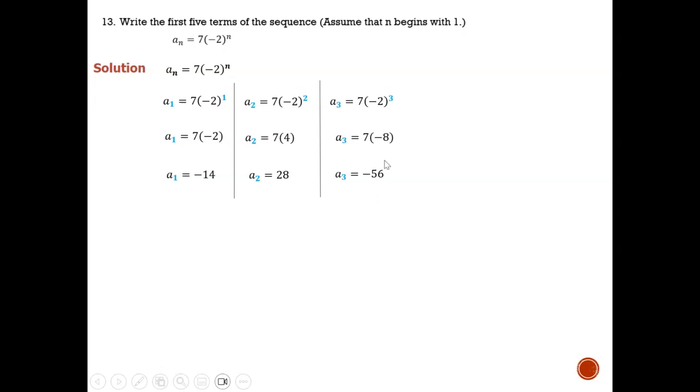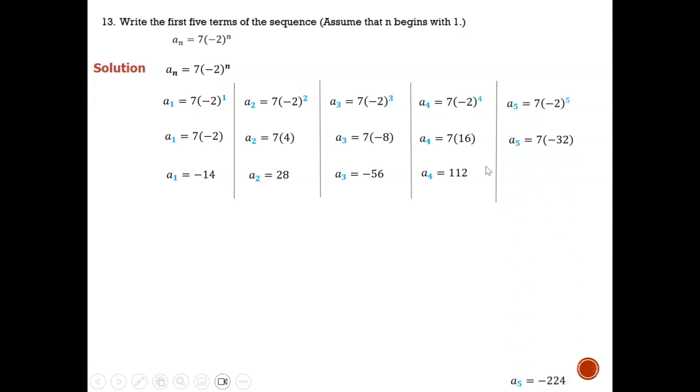There's your 56. Now, the next term, because we already got the pattern, is going to be 2 times negative 56, which will give us a positive number, because it goes negative, positive, negative, and it's going to be positive 112. And the fifth term is going to be negative 224. Let's make sure. There it is. Those are the first 5 terms: negative 14, 28, negative 56, 112, negative 224.